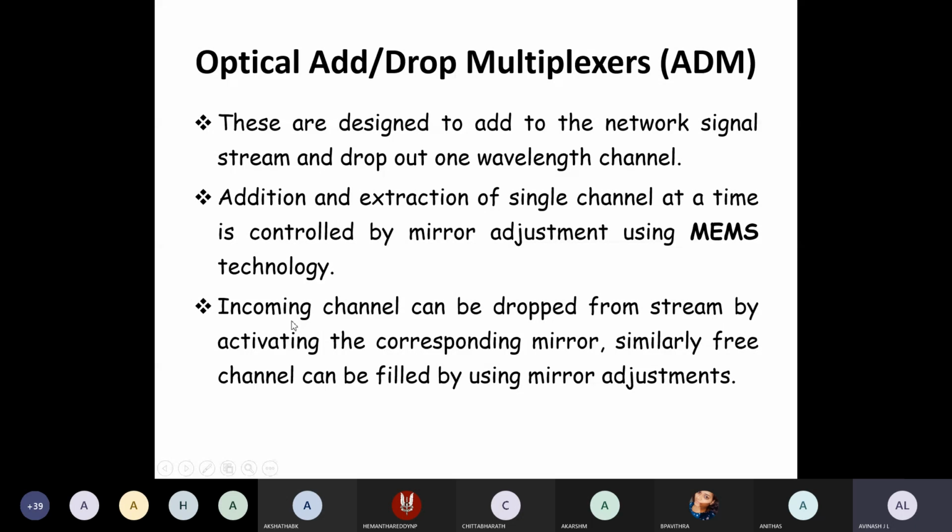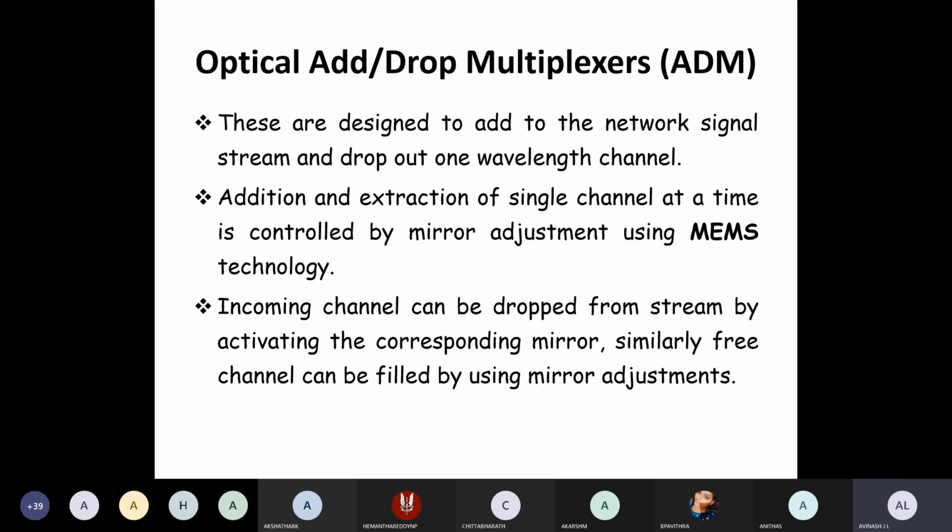So here, an incoming channel can be dropped from the stream by activating the corresponding mirror. When you activate the corresponding mirror, the incoming signal will be dropped. Similarly, a free channel can be filled by using mirror adjustment. Once the channel is free, that free channel will be filled by using the mirror adjustments. That is exactly the concept here.